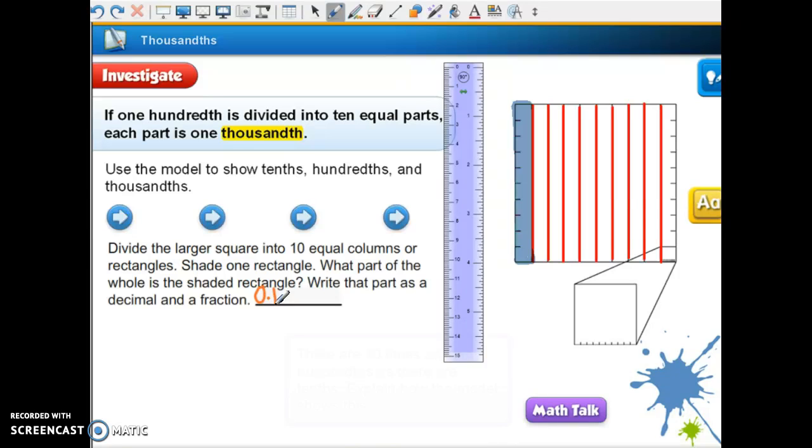The tenth. Why are we putting that in the tenth? Because we divided that rectangle into how many parts? And we shaded one of those. What will it look like as a fraction? 1/10. Okay? Let's look at what this wants.